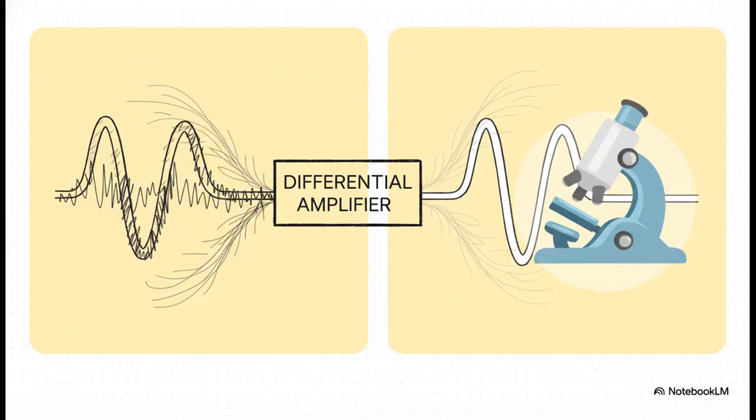Okay, two of the heavy hitters here are the differential and the instrumentation amplifiers. Their superpower is noise rejection. They look at two inputs and they amplify only the difference between them, ignoring any noise that's showing up on both wires at the same time. This is absolutely crucial for pulling a tiny, meaningful signal out of a really noisy environment. The instrumentation amp just takes that one step further. It's a souped-up version designed for the highest possible precision.